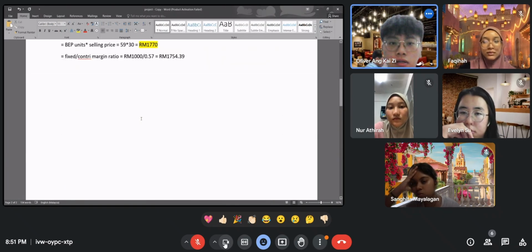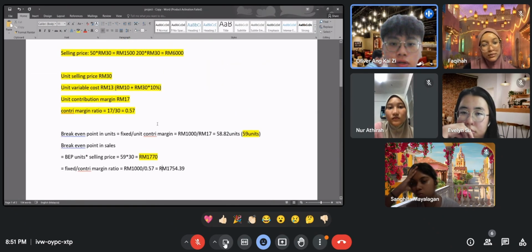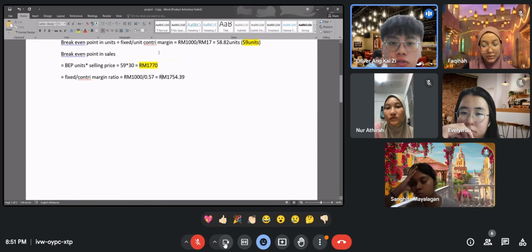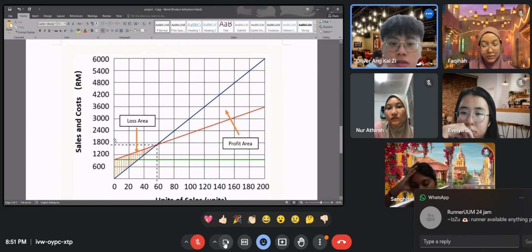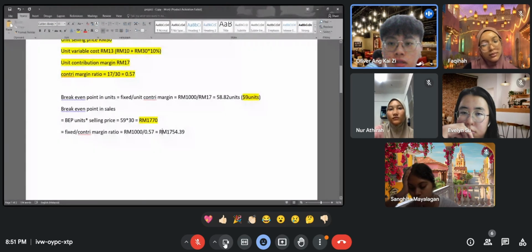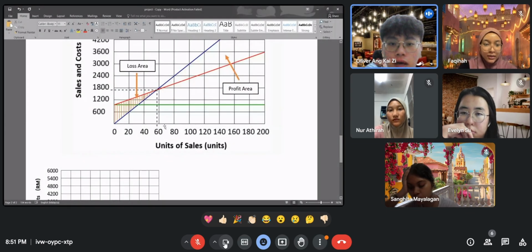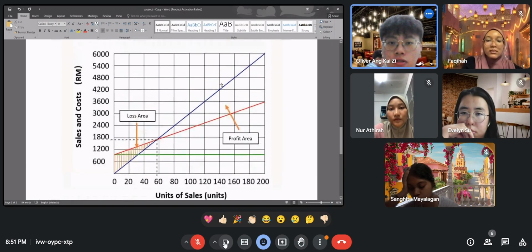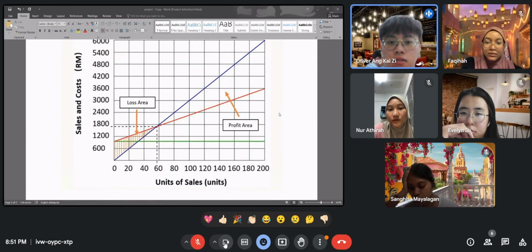So this point is the CVP point, where the sales and cost are the same as the answer we just calculated, which is 1770. Also the unit of sales is 59 units, the same as the result here. This area is the loss area, before the break-even point. After the break-even point is the profit area. So this is my process for the CVP graph.